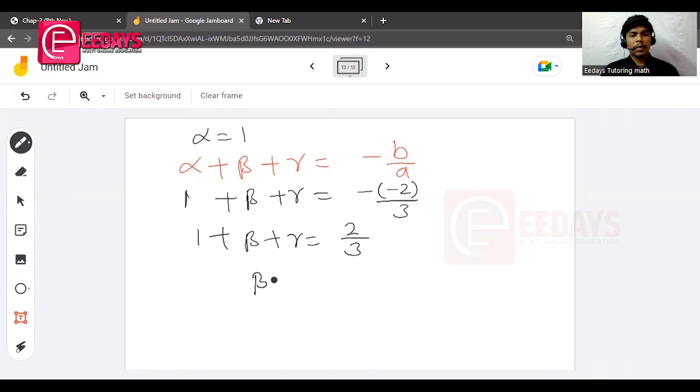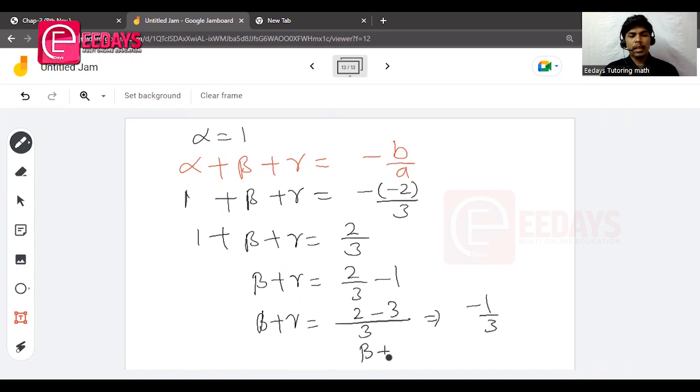Now, beta plus gamma is equal to, pay attention everyone, if you transfer 1 to the other side it becomes minus 1. Now beta plus gamma is equal to, taking LCM 3, 2 minus 3, so we get minus 1 by 3. Now beta plus gamma is equal to minus 1 by 3. Let's keep this as equation 1.